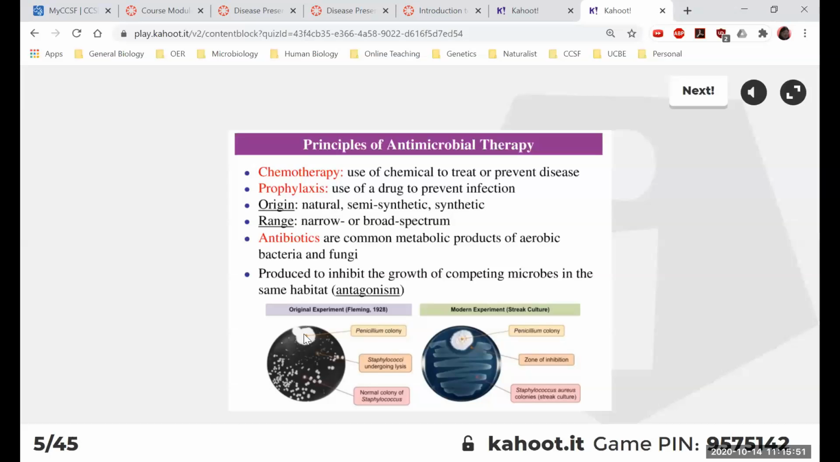It's very observant of him to actually observe that around the penicillium, so this is the mold, the fungus, around the colony of the mold, there's no Staphylococcus growth. So instead of being mad that his experiment got contaminated and throwing the plate out, he actually thought, well, the mold must be making something that's inhibiting bacterial growth. So this is a replica of his original experiment. Once again, you can see the Staphylococcus growing, and where the mold is growing, you can see this zone of inhibition. So basically, the mold is secreting a chemical to prevent bacteria from growing.